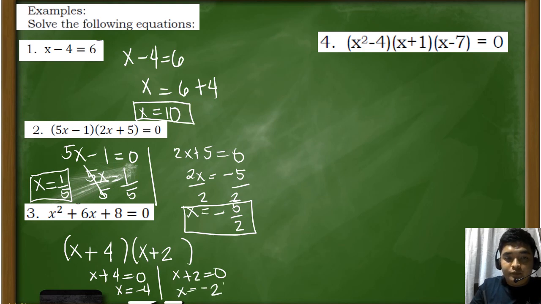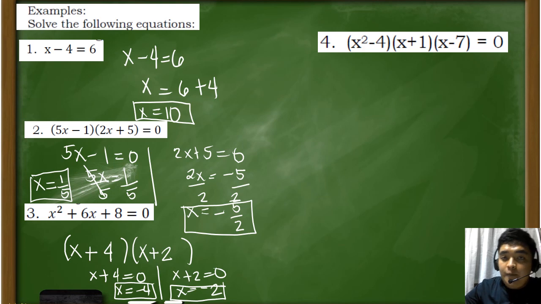Okay, so as we discussed earlier, the degree tells how many roots. In number 3, the degree is 2, so there should be two roots. In number 2, if we simplify this, the degree is 2, so there should also be two. In number 1, the degree is 1, so that is why we only have one value of our x.